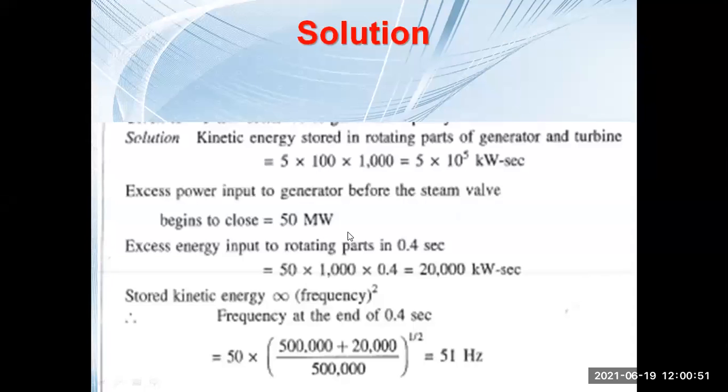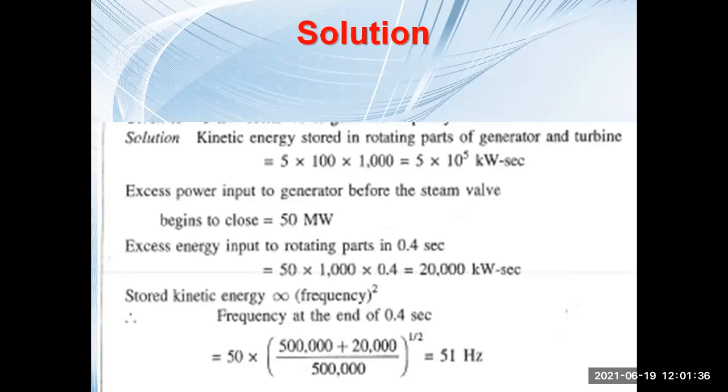Now you see the excess power input to the generator before the steam valve begins to close. During that 0.4 second, the steam is continuously injected into the turbine blade, because there is a time lag between sensing the reduction in load and the action taken, that is, the steam valve beginning to close. This time lag is 0.4 seconds. During this period, the power was 50 megawatt. So what will be the excess energy input? Because of the delay in governor action, during this period the excess steam enters the system.